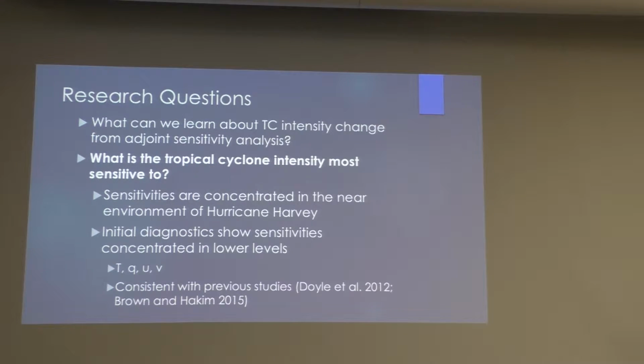And then what is the tropical cyclone intensity most sensitive to? In this case, we found that the sensitivities are concentrated in the near environment of Hurricane Harvey, and the initial diagnostics show that the sensitivities are concentrated in the lowest levels for temperature, water vapor, and the winds. And this is consistent with previous studies. Doyle et al. 2012 is another adjoint study, and then Brown and Hakim is an ensemble sensitivity analysis, both focusing on tropical cyclone intensity.